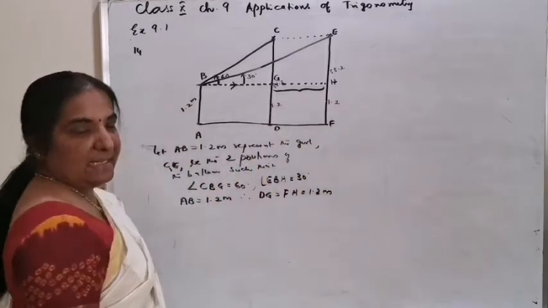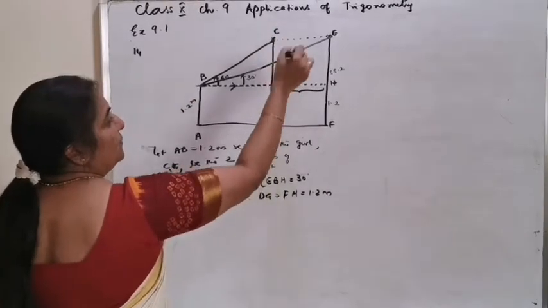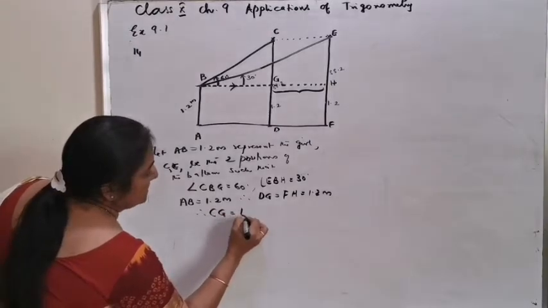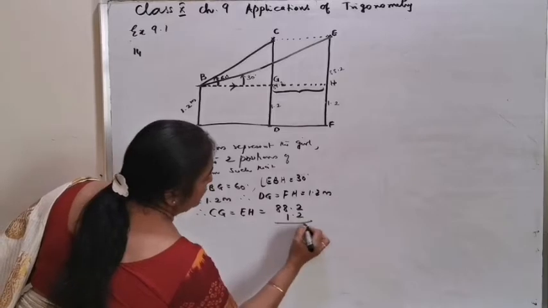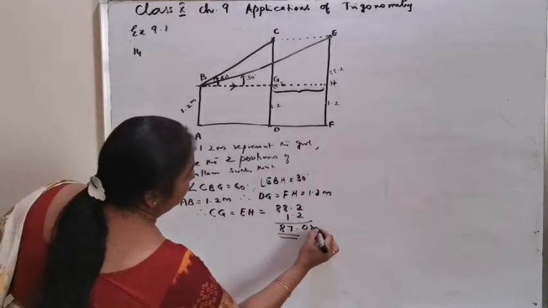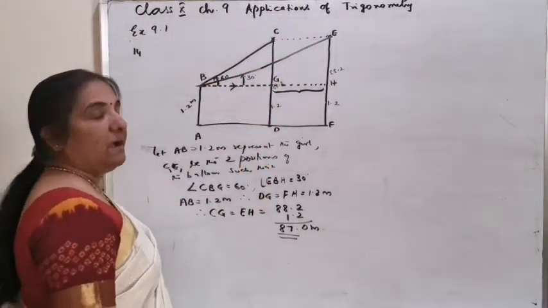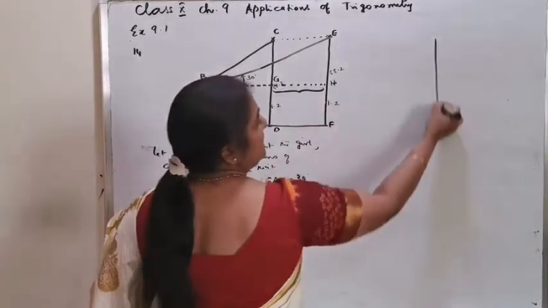Which shows that the total height 88.2 minus 1.2 will give you CG and EH. Therefore, CG is equal to EH is equal to 88.2 minus 1.2, that is 87 meter. That will be CG and EH. Which are the two right triangles you are going to consider?